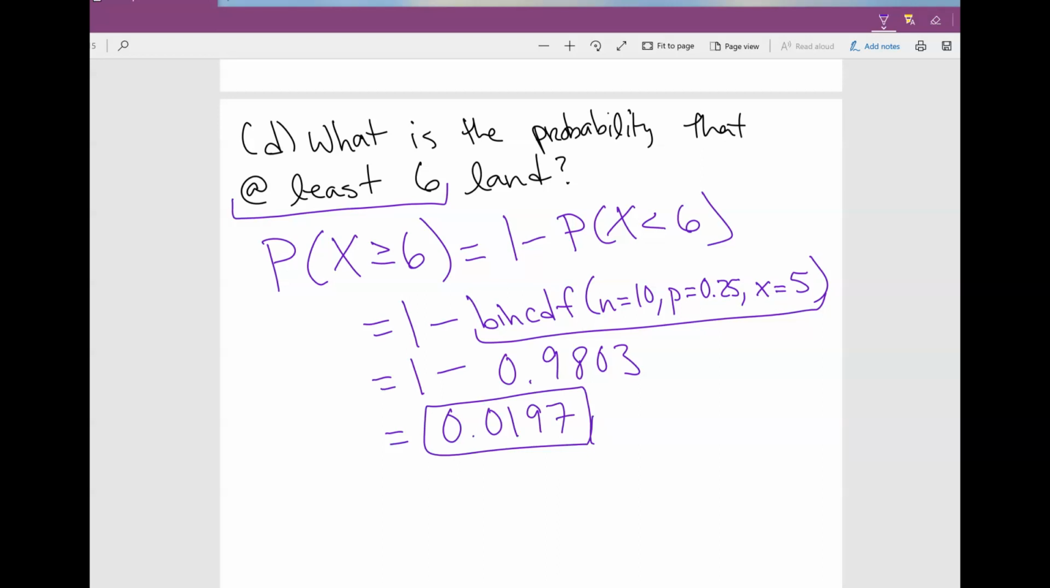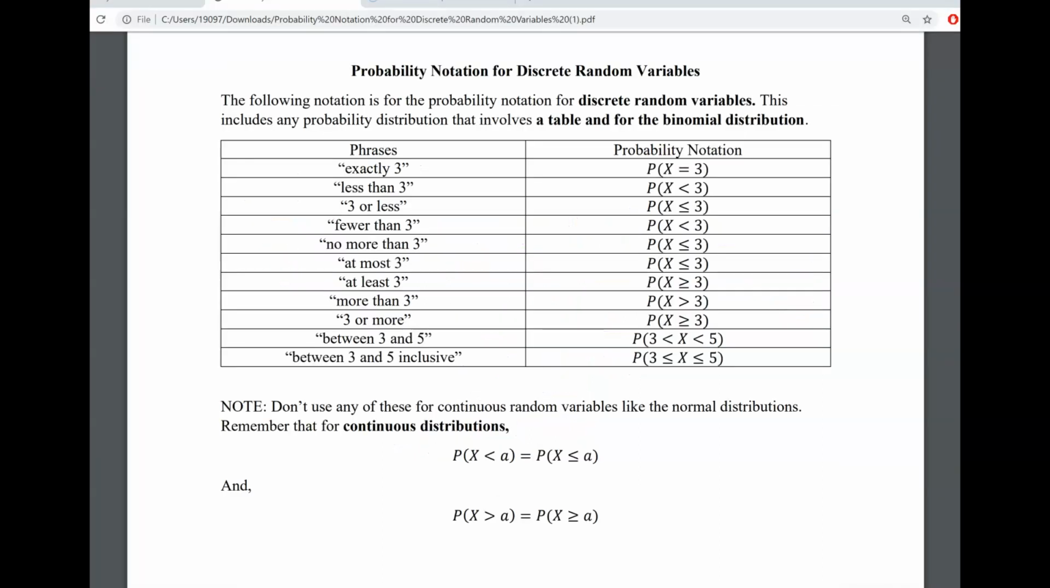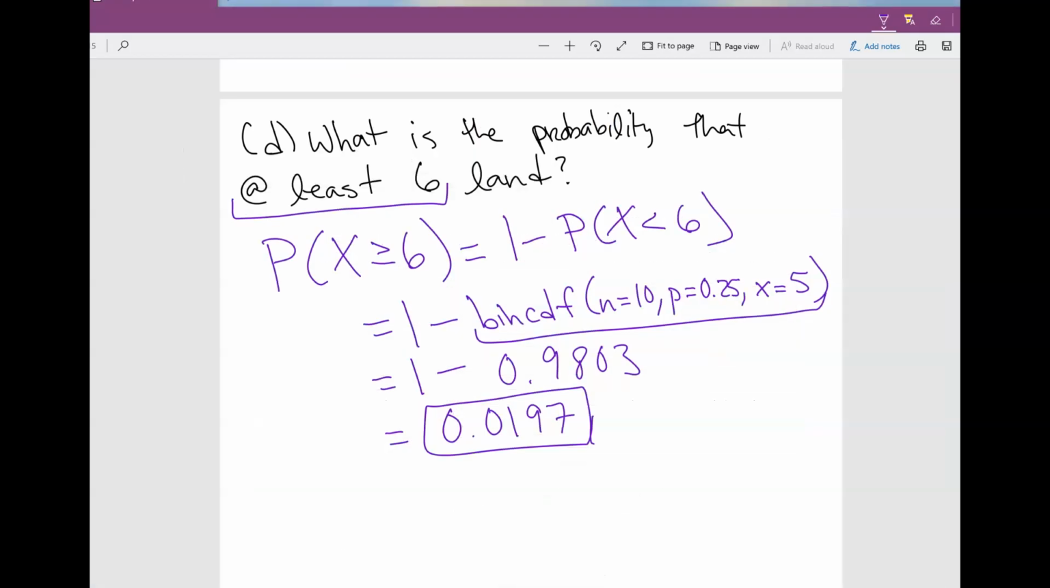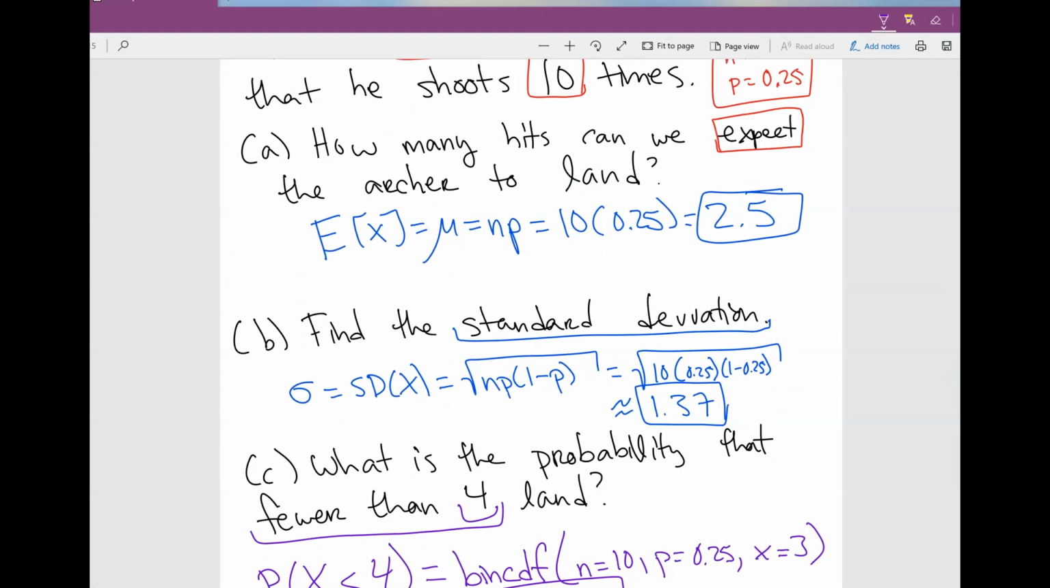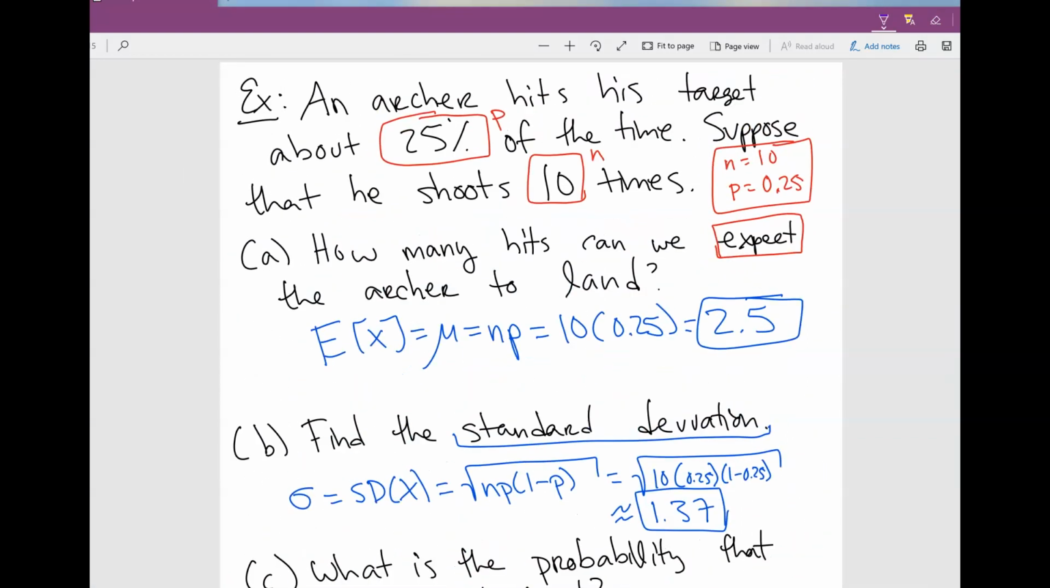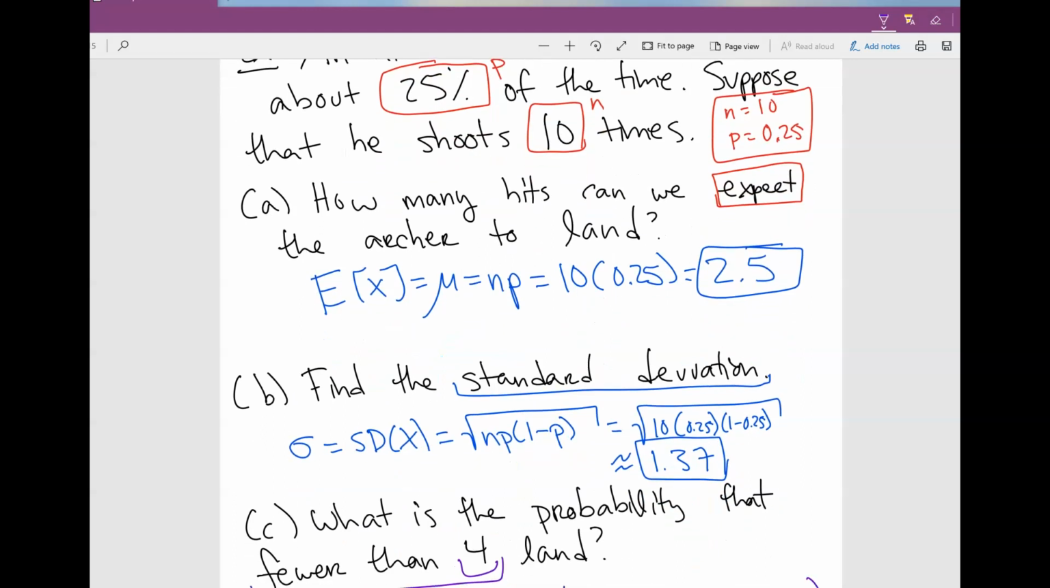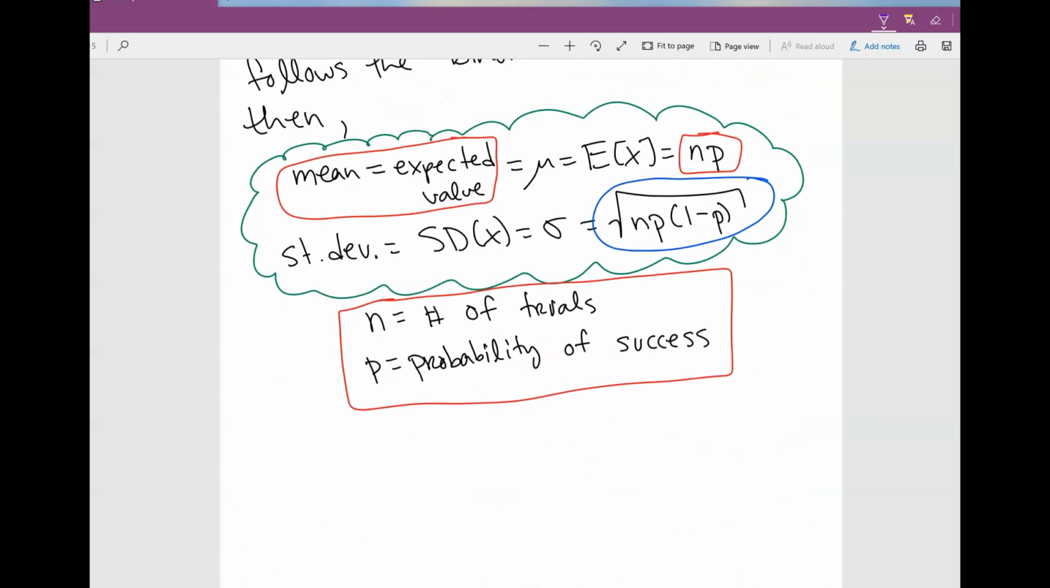So yeah, just be very careful. Keep this cheat sheet with you so that in case you ever forget what any of these phrases mean, you'll be able to figure them out. I kind of just told you what the probability of this would be. And then just don't forget to be able to do binomial PDF, binomial CDF, and also know that if a problem is binomial, then you have formulas for the expected value, the mean, and the standard deviation, SD of x.